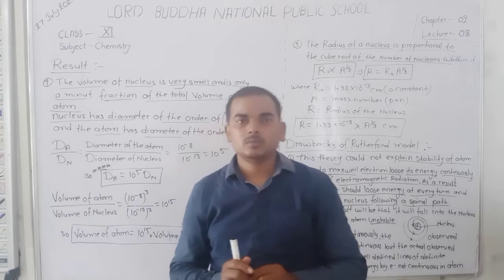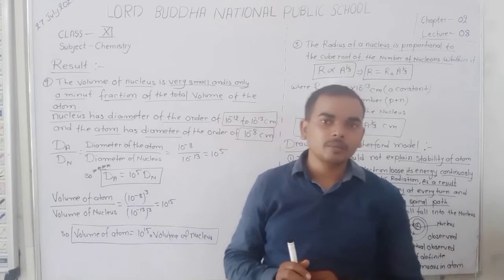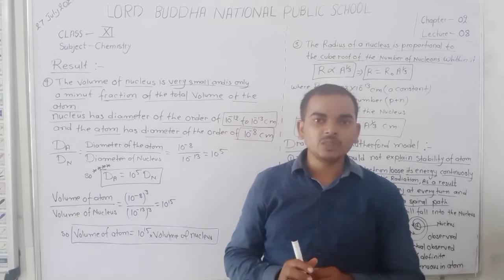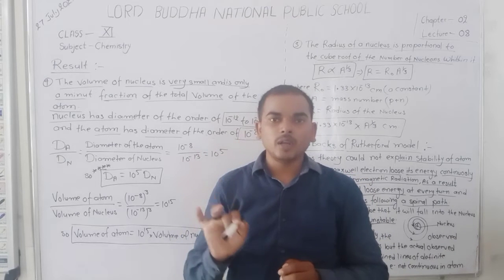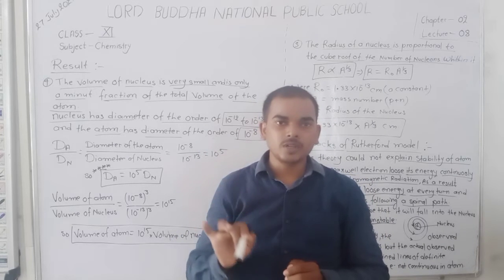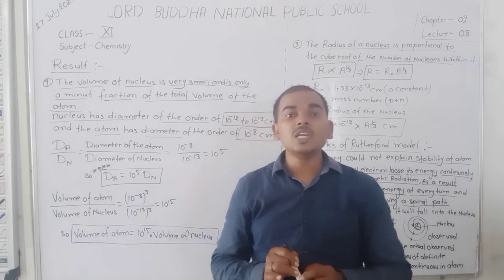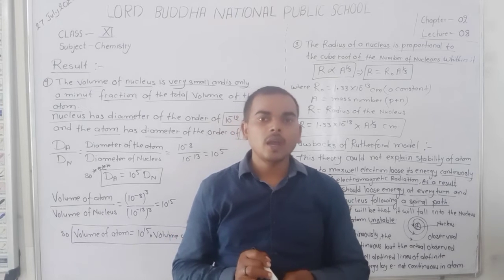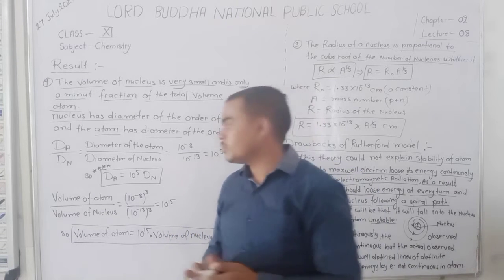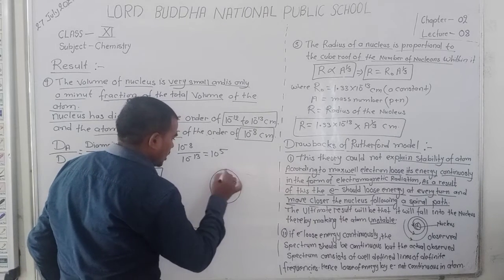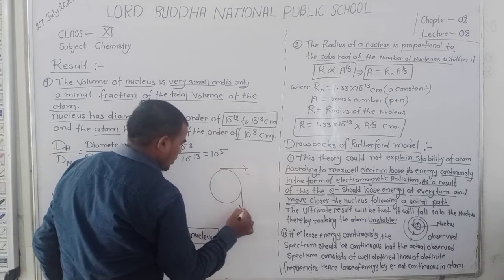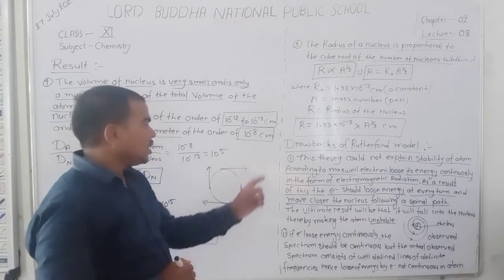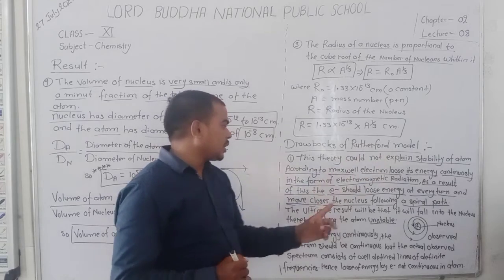According to Maxwell theory, Maxwell says that when a charged particle revolves around its center, it emits its energy in the form of radiation at every turn. Every turn means the turn is here. At every turn they lose their energy. Okay, student? This theory could not explain the stability of the atom.